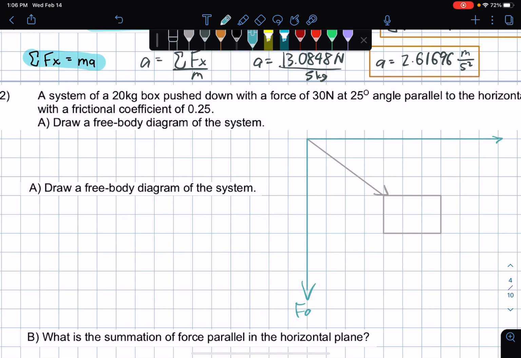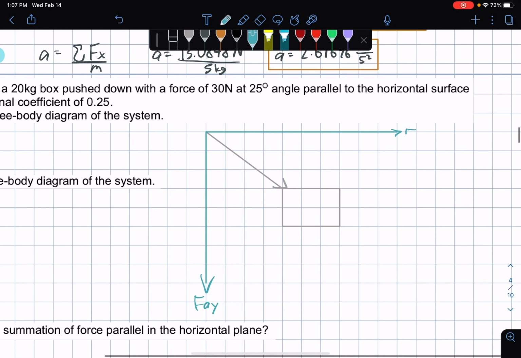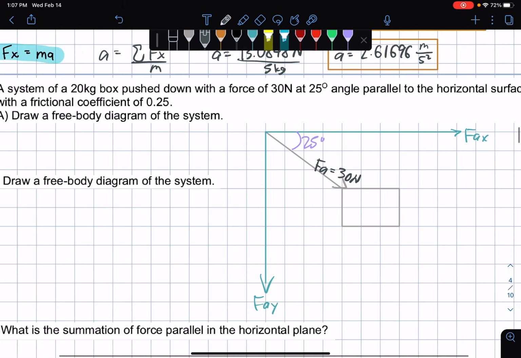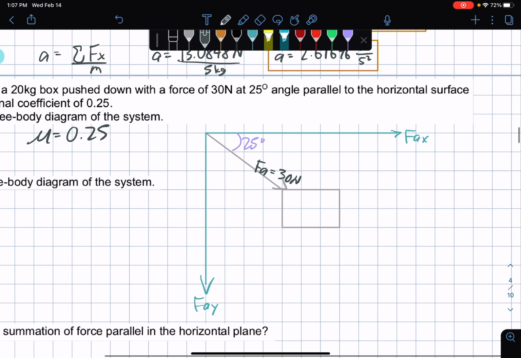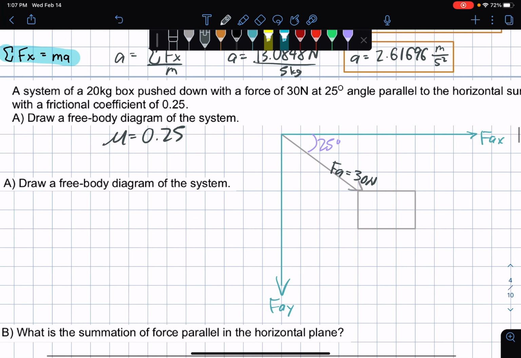So FAY is over there, FAX is over there. FA is equal to 30 newtons. The angle is 25 degrees. Now, the frictional coefficient is 0.25. So basically we're doing letter A, the free body diagram. What's the weight? 20 kilograms.